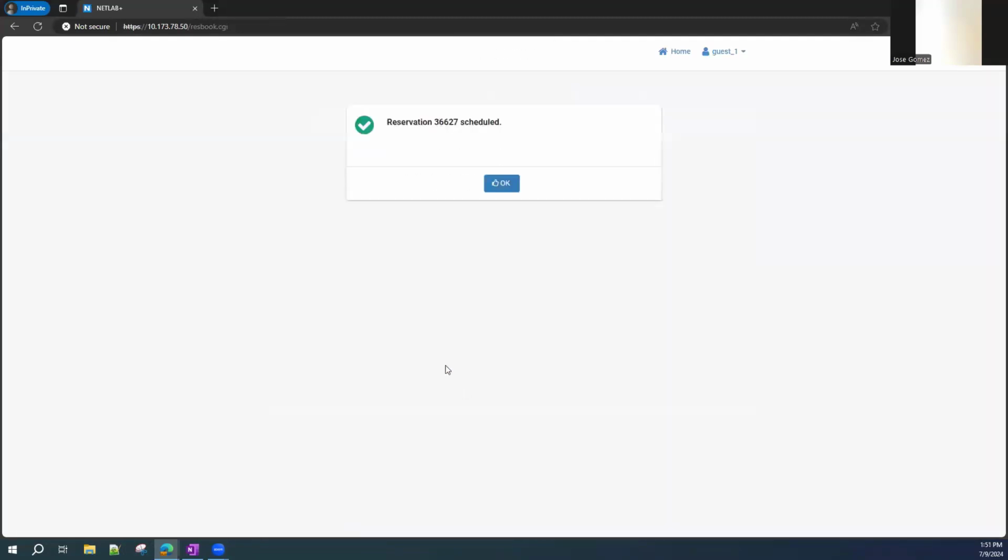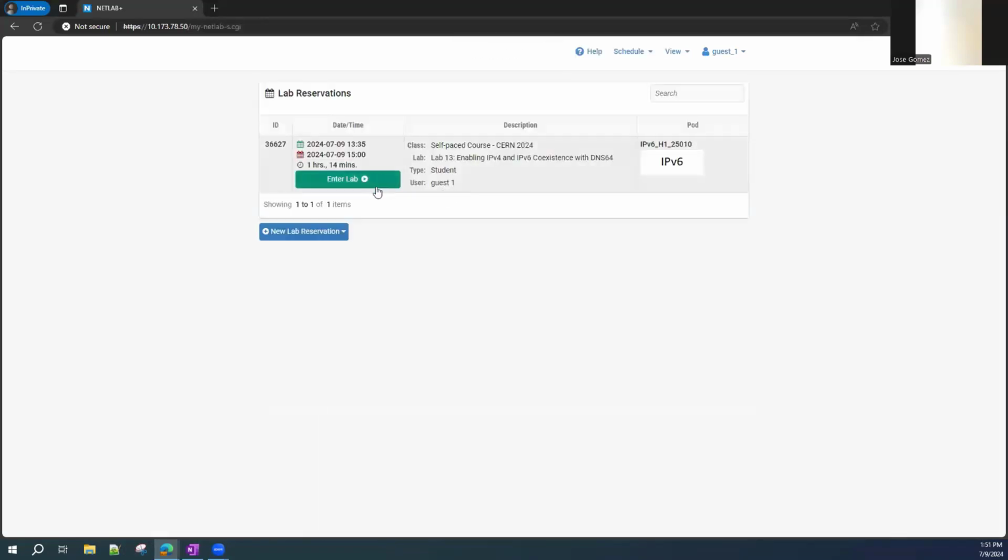So after you have a reservation, you just have to enter it. You'll have manuals there. You will have the virtual machines that show you how to implement the system.